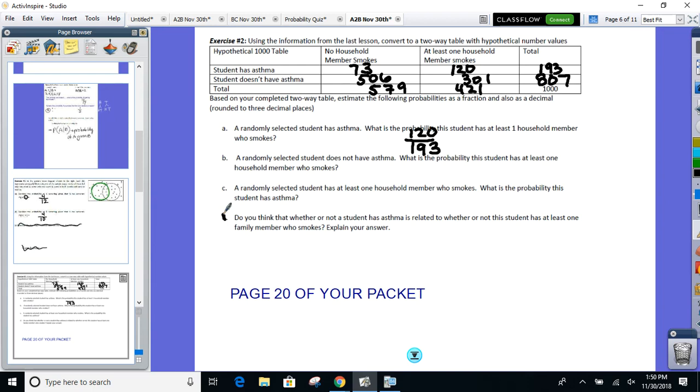B and C in your groups right now. Go ahead, B and C. Use those tables. Talk it over with each other.